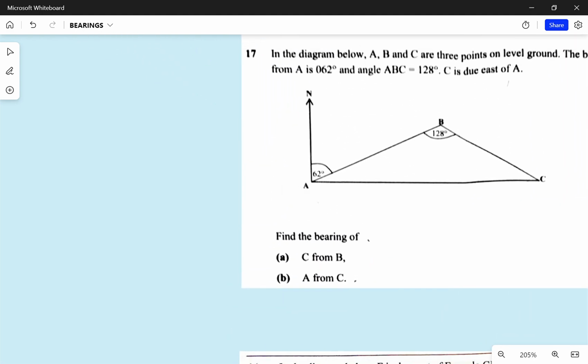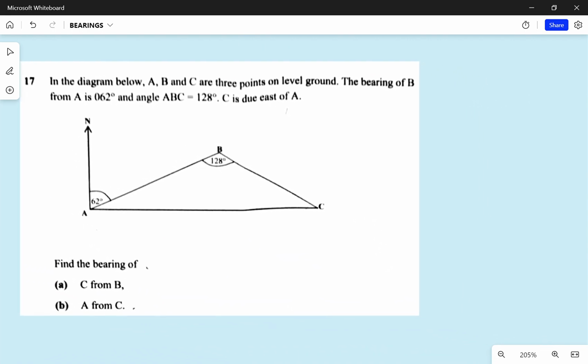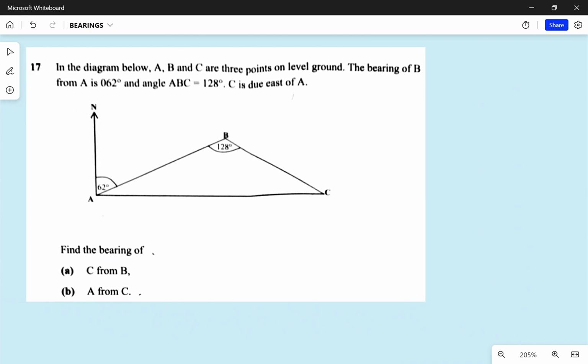Question 1. The first question says, in the diagram below, A, B, and C are 3 points on level ground. The bearing of B from A is 062 degrees and angle ABC is 128 degrees. C is due east of A.